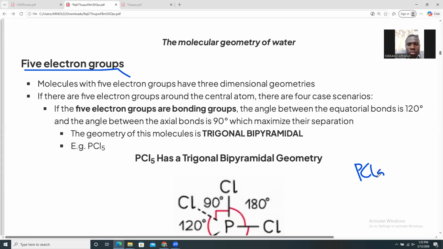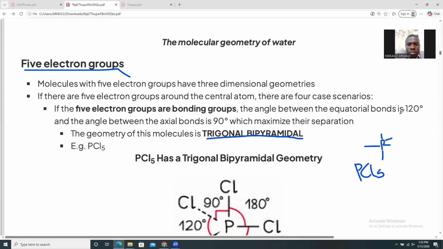PCl5. P is surrounded by 5 groups like that. So we call that trigonal bipyramidal. And what are the angles?